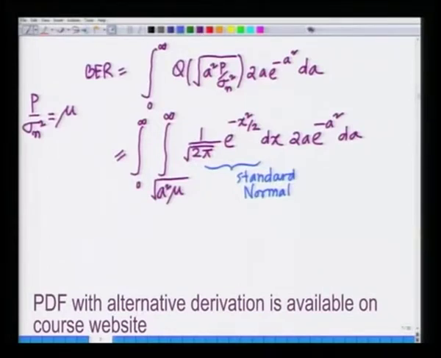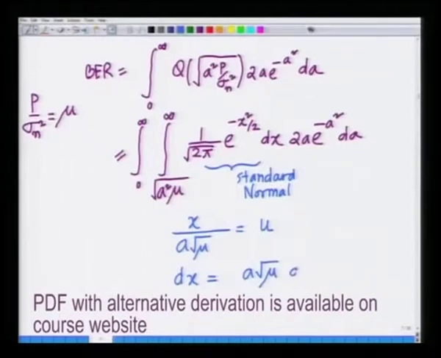And now, I will make a simplifying substitution. I will substitute x by a square root of mu. Remember, x divided by a square root of mu equals u, which means dx equals a square root of mu times du. So, x by a square root of mu equals u, dx equals a square root of mu times du, which means I can write this probability, this bit error rate.